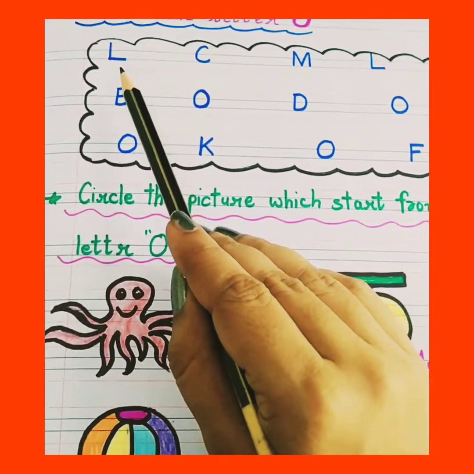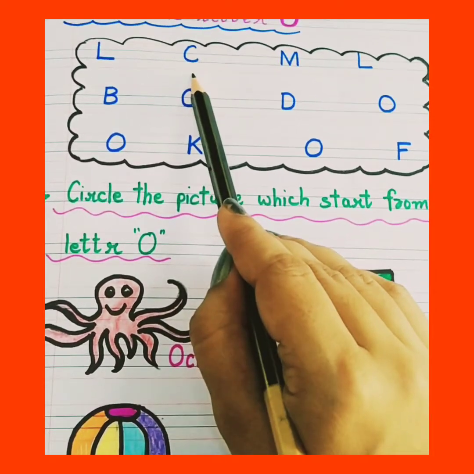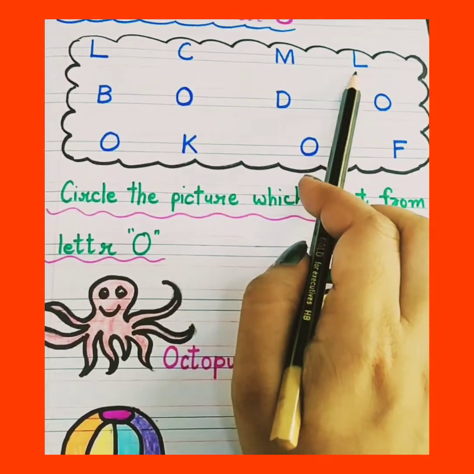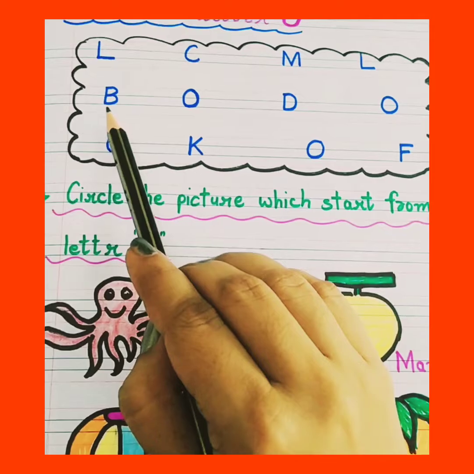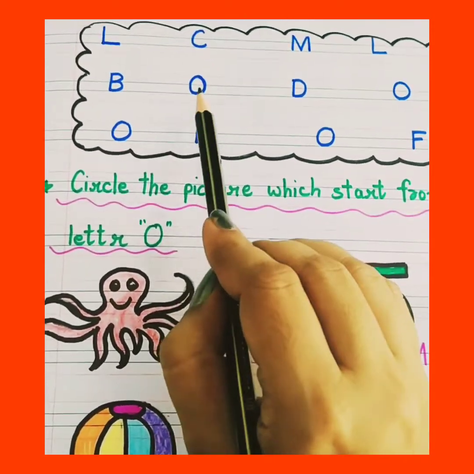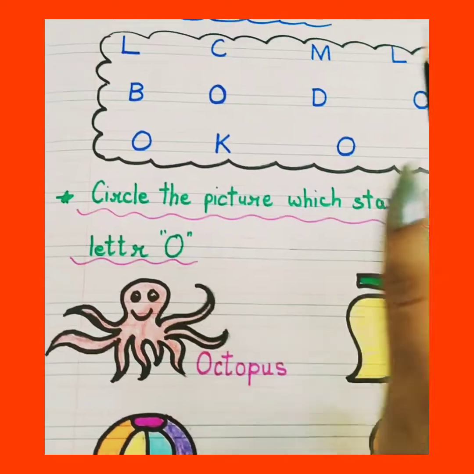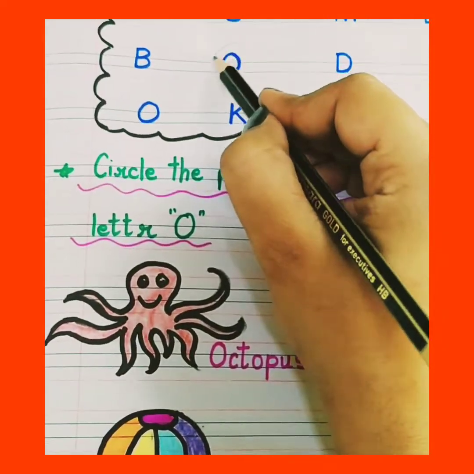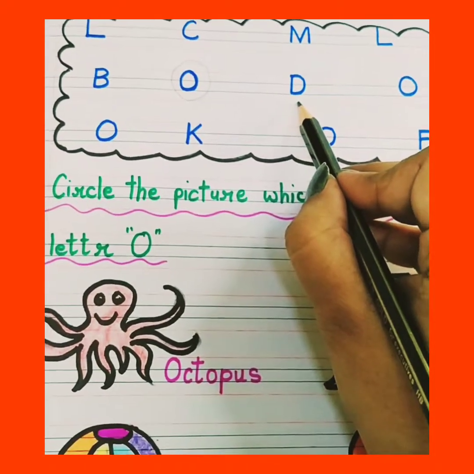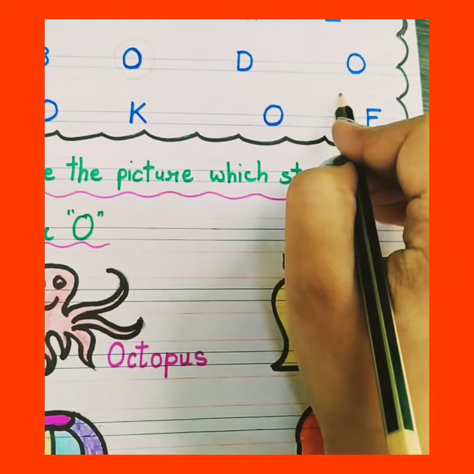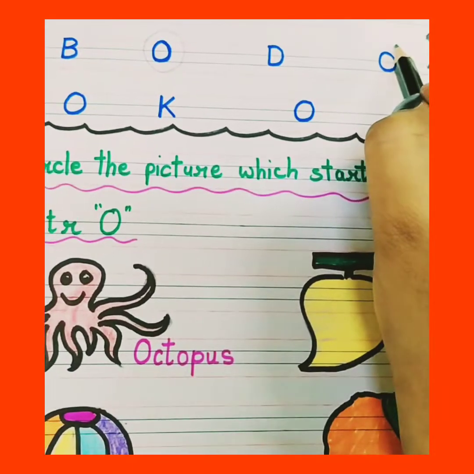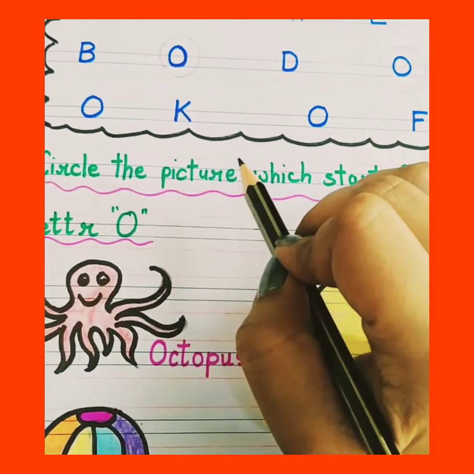This is letter O. No. This is letter O. No. No. No. This is letter O. No. This is letter O. Yes, this is letter O. So what you have to do? You have to circle it. Now see next. This is letter O. No. This is letter O. Yes, this is also letter O. So you have to circle this.